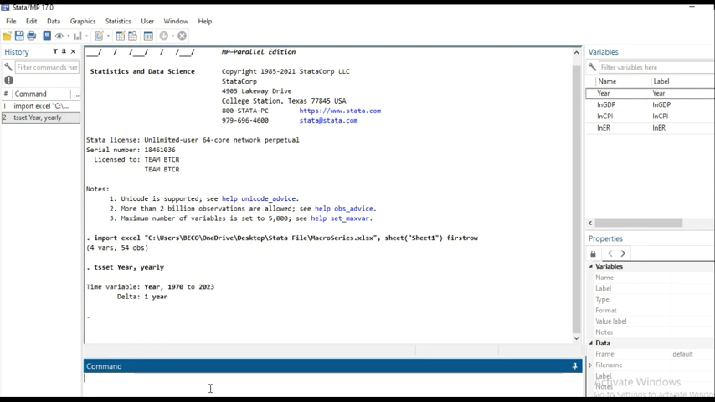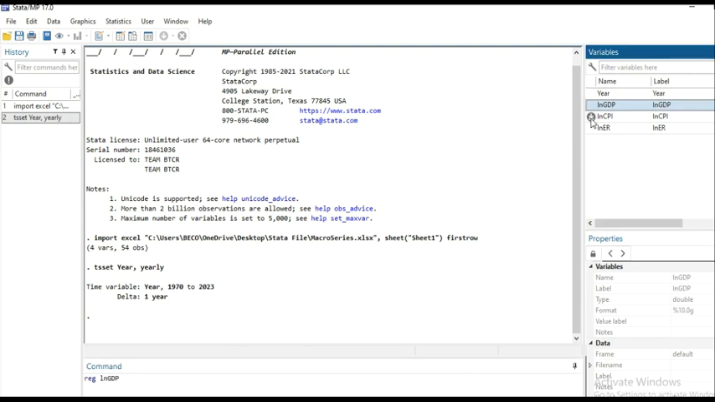Let's go. To estimate that long-run relationship between natural logarithm of gross domestic product and natural logarithm of consumer price index, that is inflation, just type regress, or in short, reg, and click on the dependent variable, ln of GDP in our case, and then ln of consumer price index.